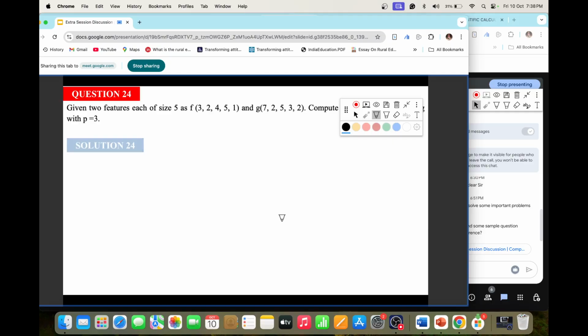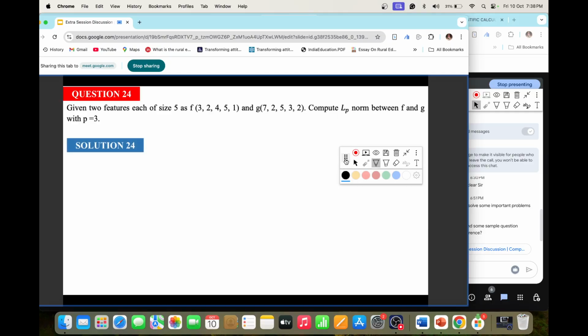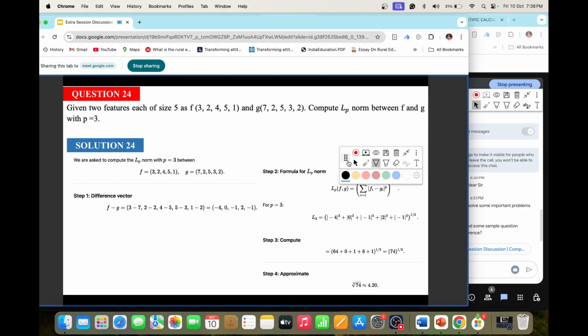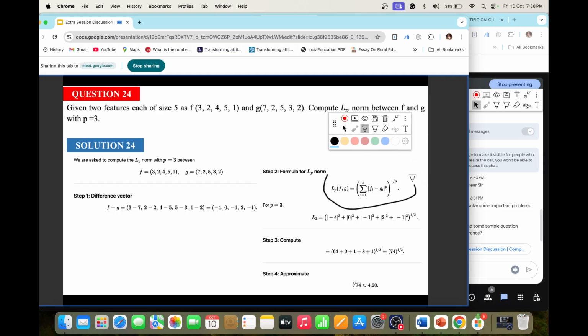Then question number 24: given two features, compute the LP normalization between f and g. There is a formula for LP normalization. This is the formula. You put the value p equals 3 as given here, and if you put p equals 3, you can easily compute the LP normalization by this formula.